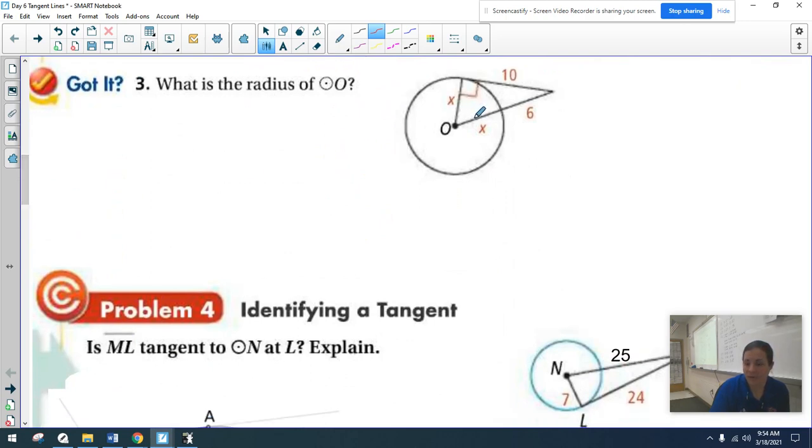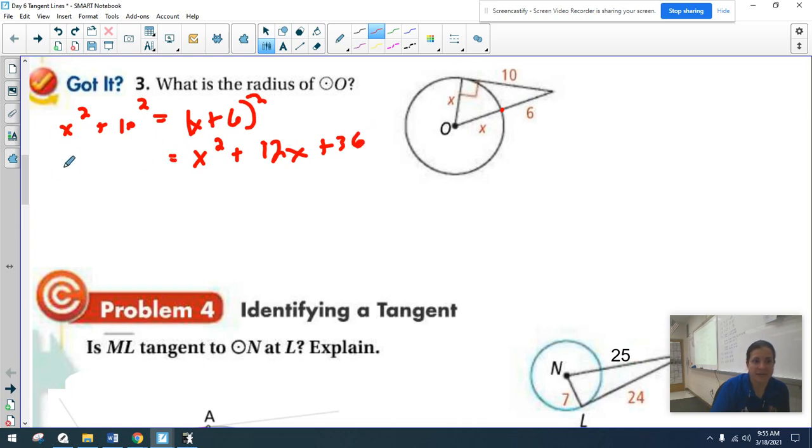So I gave you another one because I did that really fast. So this is the same thing. If they leave out this X right here, you have to assume that that's going to be X. All radii are equal. Okay? So in this case, I've got a squared and b squared, which is your X and your 10, equals, and this whole thing is X plus 6. So if you square that, you're going to get X squared and 12X and 36. This side is X squared and 100. So those go away.